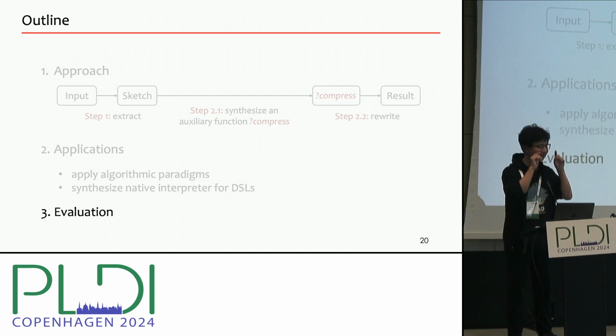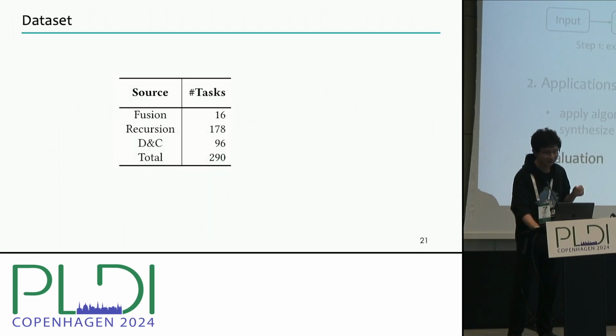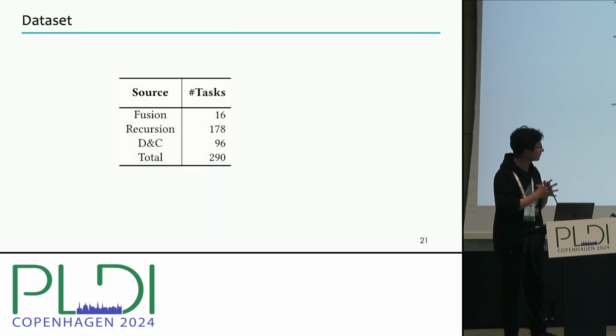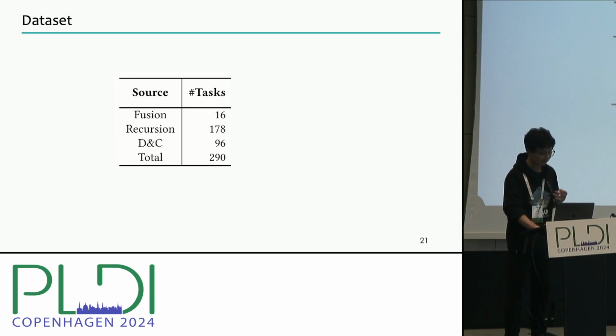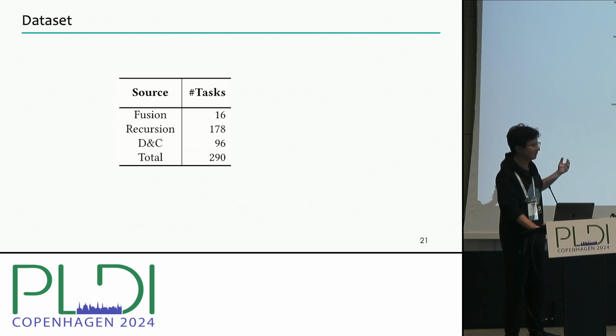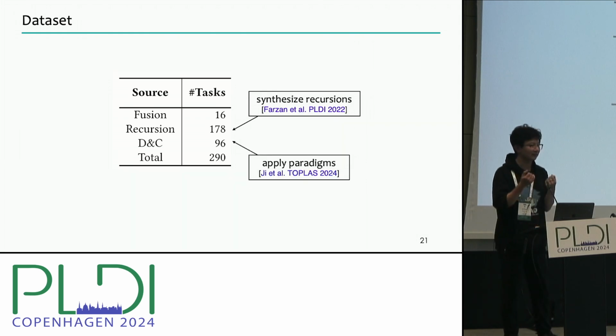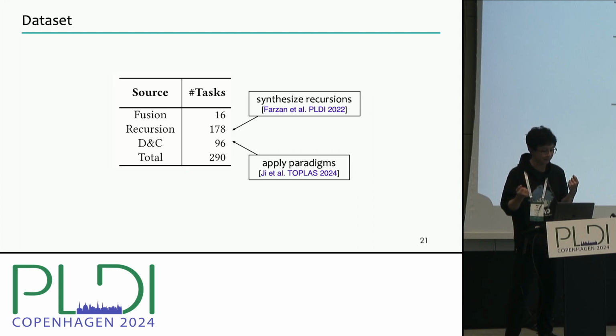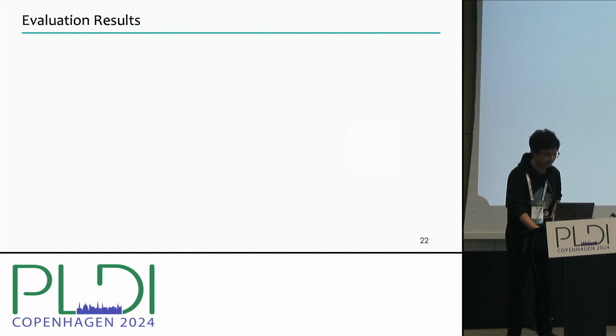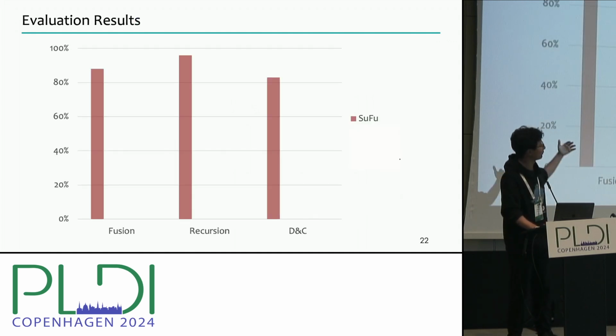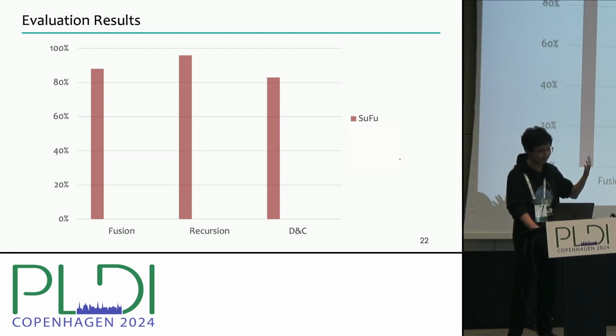Okay, so let us end with a quick evaluation. In our evaluation, we consider three sources of benchmarks from previous work on fusion, and also two datasets in the context of program synthesis, where recursion is from a dataset of synthesizing recursions, and divide and conquer is just our previous dataset for synthesizing divide and conquer and similar algorithms. Our evaluation results show that SuFu is pretty good at solving these problems. It can solve almost all, most tasks.